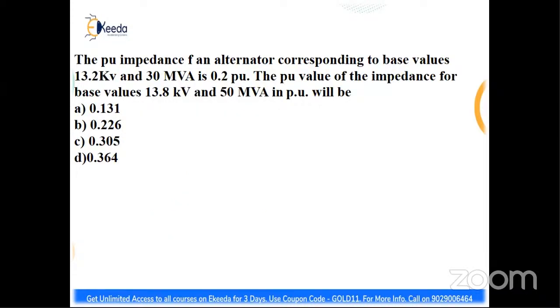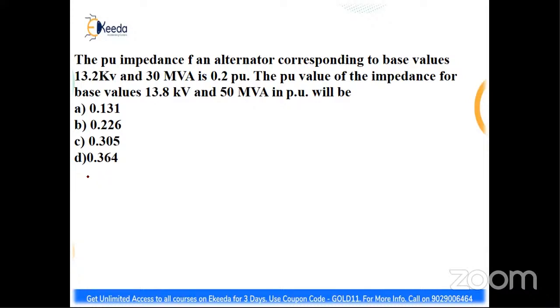So next question: the pu impedance of an alternator corresponding to base values 13.2 kV and 30 MVA is 0.2 pu. The pu value of the impedance for base values 13.8 kV and 50 MVA in pu will be, right? There are 4 options given: 0.131, 0.226, 0.305, 0.364. So these are the 4 options.